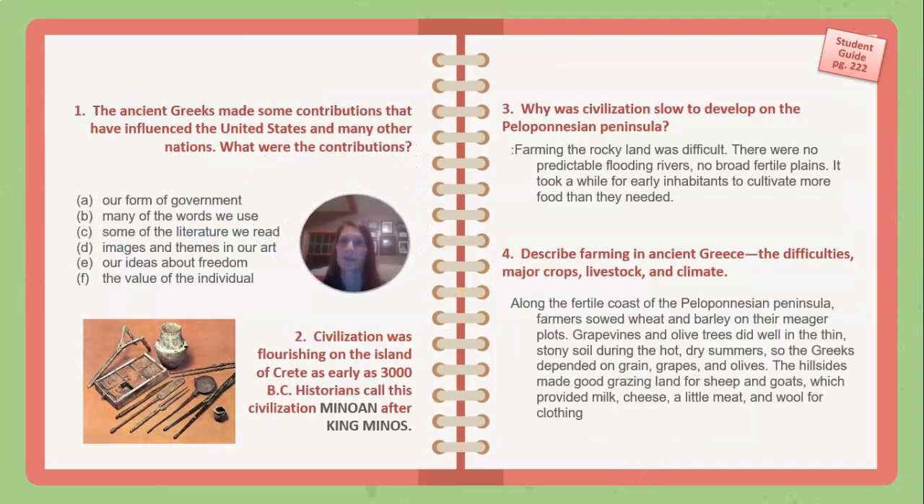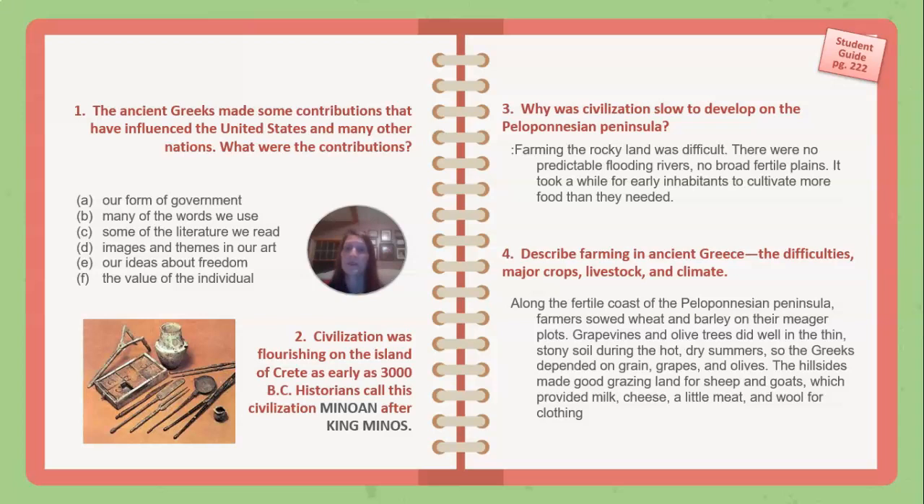Turn to page 222. The ancient Greeks made some contributions that have influenced the United States and many other nations. What are the contributions? So we've got our form of government, which is super cool when we start learning about governments. We've got many of the words we use, some of the literature we read, images and themes in our art, our ideas about freedom, and the value of the individual. So all of those came from ancient Greece. We're going to learn about those in future lessons, but we have to keep that in mind. A lot of what we have in America today came from these ancient civilizations.